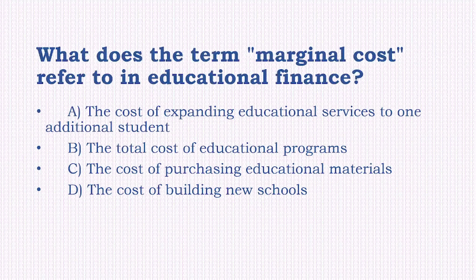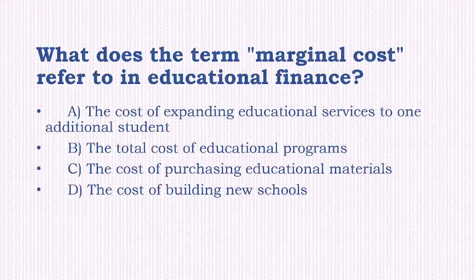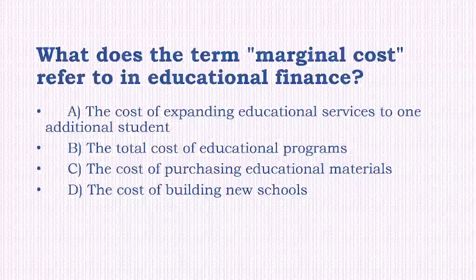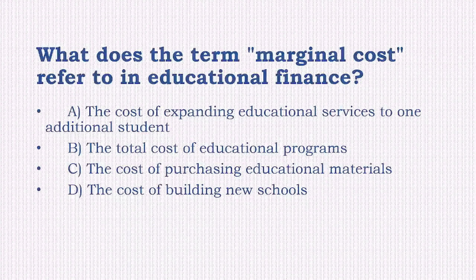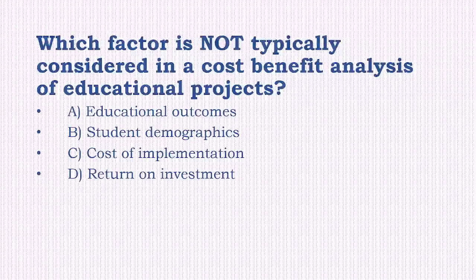Next, what does the term marginal cost refer to in educational finance? Option: the cost of expanding educational services to one additional student, the total cost of educational programs, the cost of purchasing educational material, the cost of building a new school. Answer of this question is option A, that is the cost of expanding educational services to one additional student.